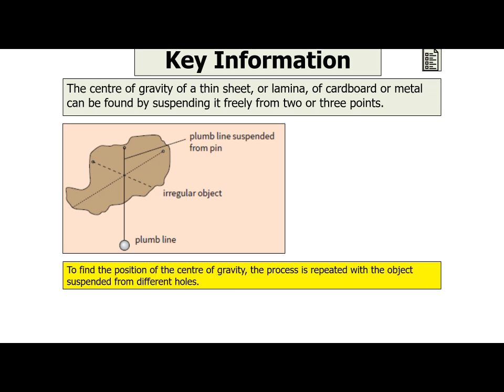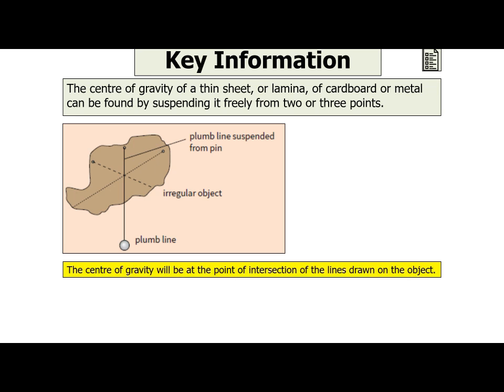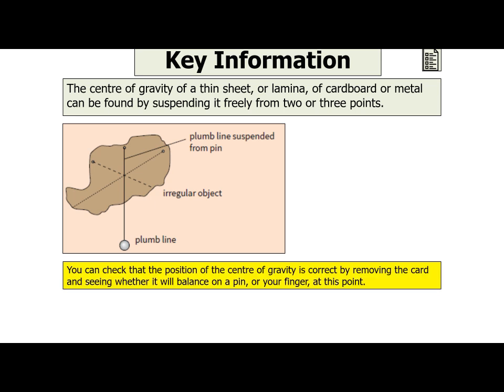Now to find the position of the centre of gravity, the process is repeated with the object suspended from different holes. The centre of gravity will be the point of intersection of the lines drawn on the object. Now you can check that the position of the centre of gravity is correct by removing the card and seeing whether it will balance on a pin or your finger at this point.